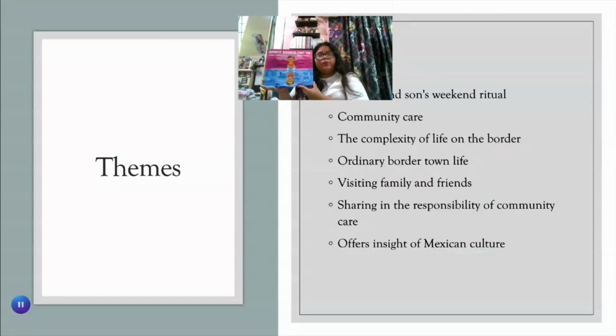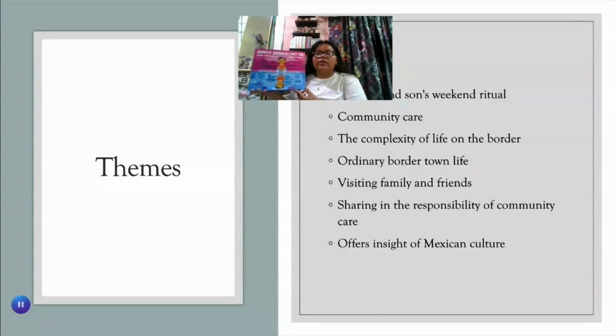Themes. The book explores themes of identity, especially for the young protagonist, Acere, navigating life between two cultures and countries like the United States and Mexico. It shows the experiences of bicultural individuals, highlighting the complexities and richness of living between two worlds. It also touches upon themes of social justice, addressing inequalities and injustice faced by border communities.